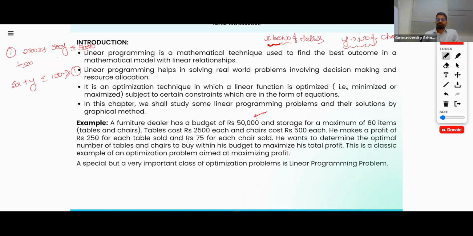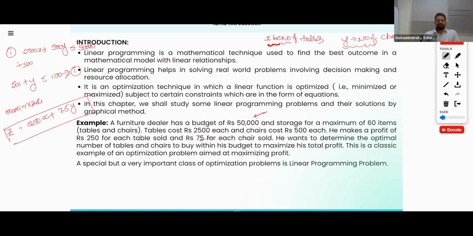Next, he makes a profit of 250 rupees for each table sold and 75 rupees for each chair sold. So that is the optimization function that we have to maximize. For maximization, we usually represent the objective function as z. Here it has to be maximized, which is 250 for every table and 75 for every chair. This is our objective function.